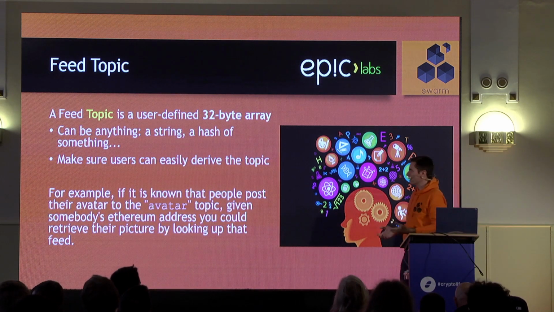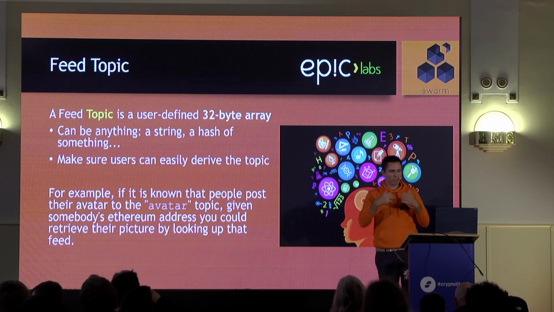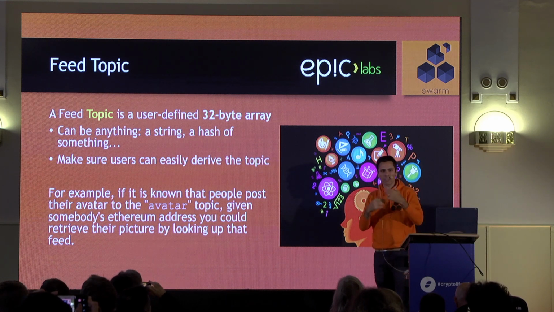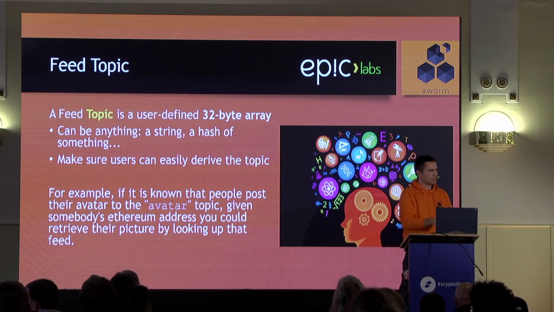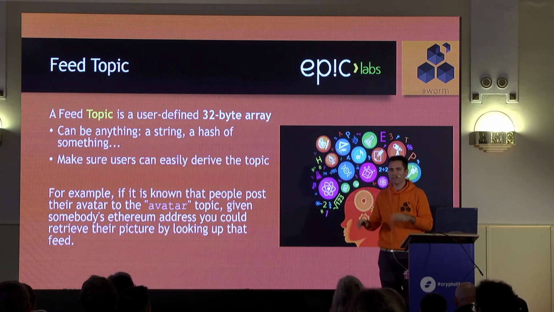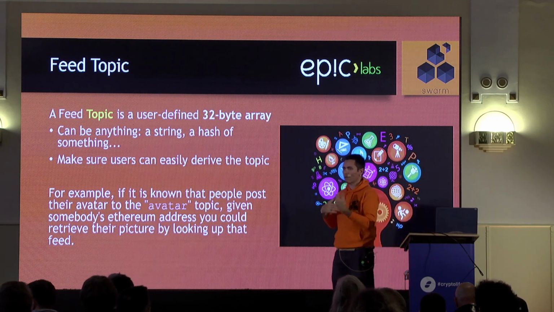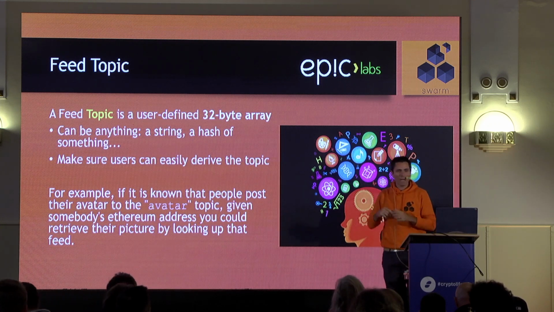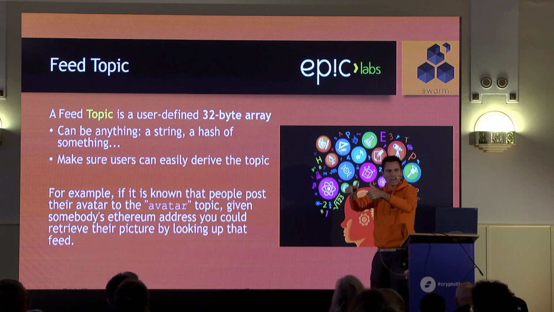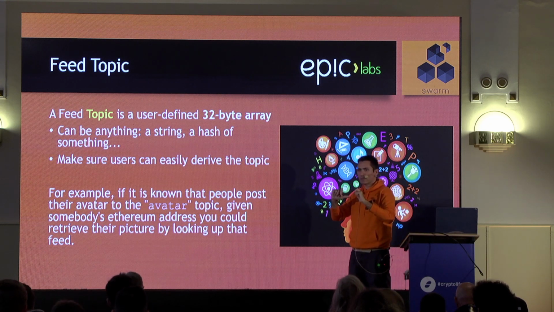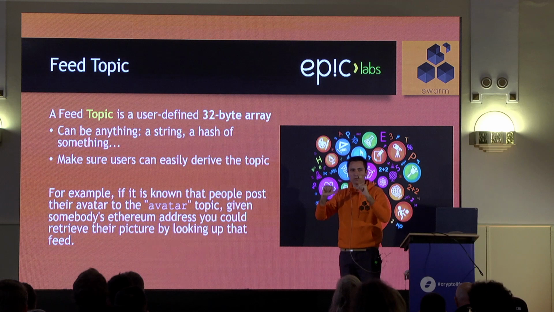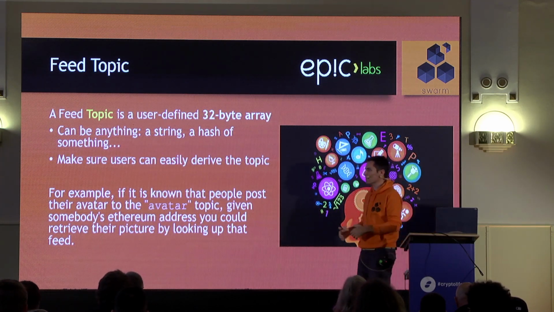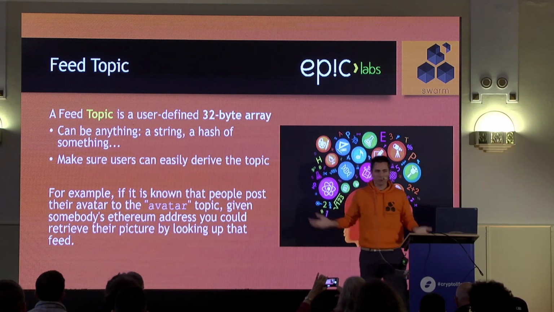So for example, if it's known that people post their profile picture to the avatar topic, then once I see a user address, I could get the word avatar and then retrieve the picture. For example, if I had a wallet application and I see an incoming transaction that somebody paid, I could do a lookup on that address with a particular topic, maybe user information, and then retrieve information about that particular user, just by knowing their address and a set of well-known topic names.